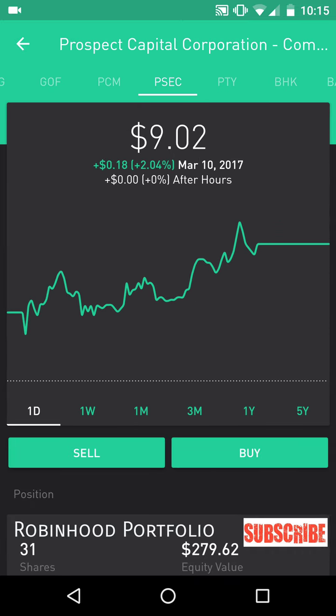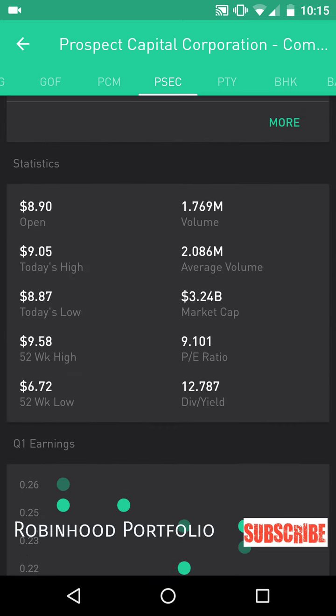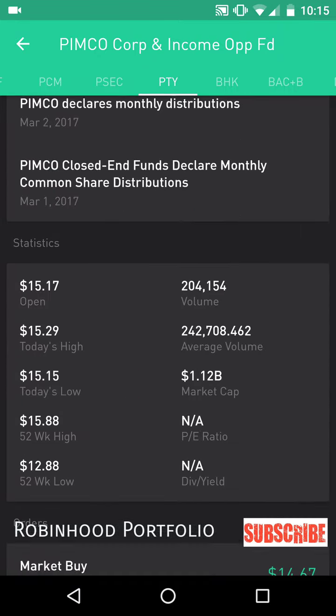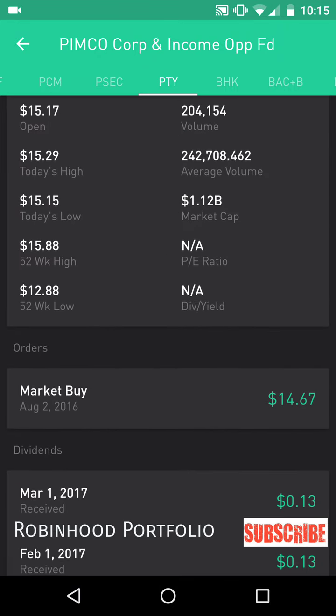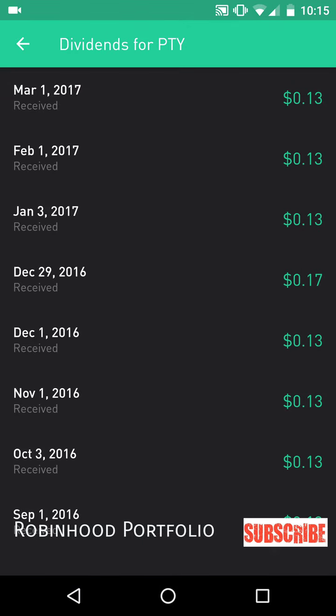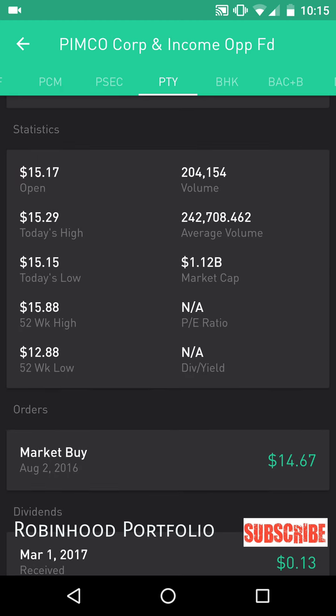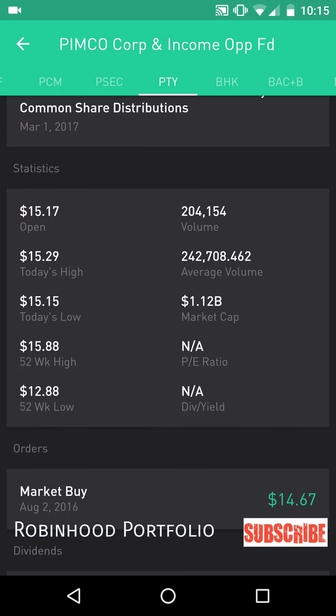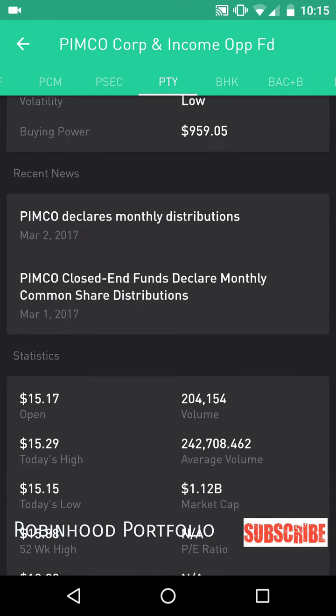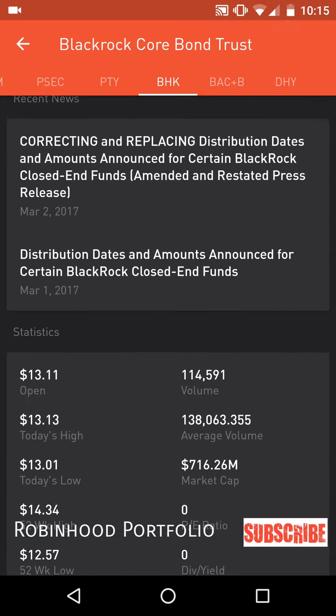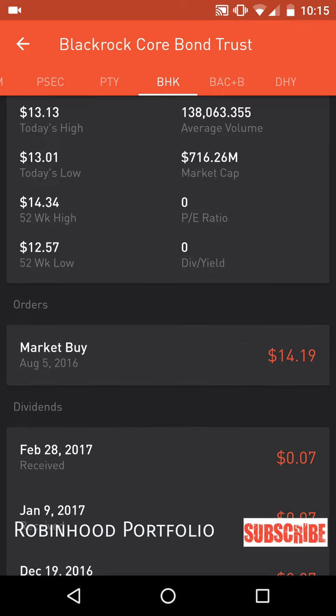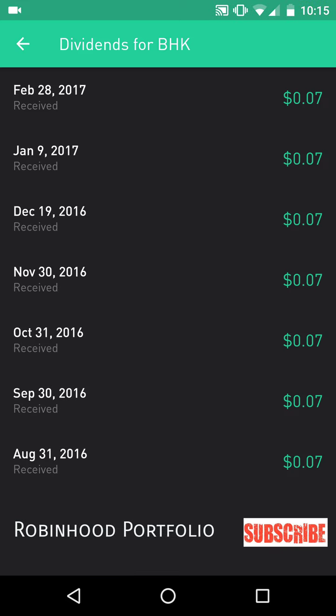There's another CEF here that was not displaying correctly either. Was it PIMCO? Yeah, PIMCO here. So this is a fund that's always given a consistent monthly dividend for quite some time. This is one of my first stocks I bought on Robinhood. But you can see here the dividend yield is NA, which is also not correct. So again, I'm not exactly sure what's going on with that. BlackRock Core Bond Trust as well. This has always given a consistent dividend, and again, it is not showing a dividend yield.